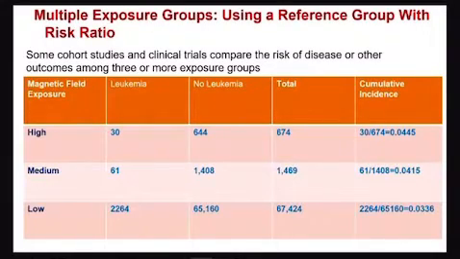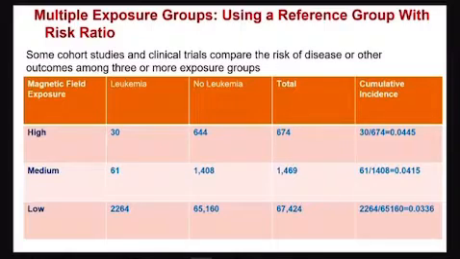When you take a look at low, medium, and high, in a situation where you don't have a control, we're actually going to use the lowest level of exposure as the control. So here we're going to make use of low. So if I want to analyze high exposure and medium exposure, it's going to be relative to low. Does that make sense?